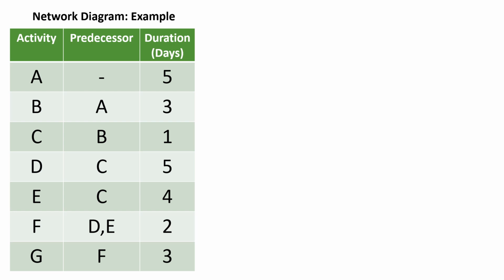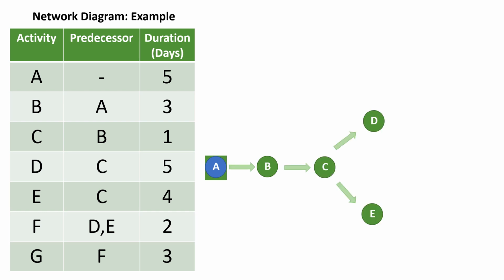Here in our example, the flow of activity is such that activity A is our first activity and initiates the project. A is followed by B and B is followed by C. Activity C is a burst activity and leads to D and E. Similarly, activity F is a merge activity of its predecessors D and E. Finally, activity G is followed by activity F.